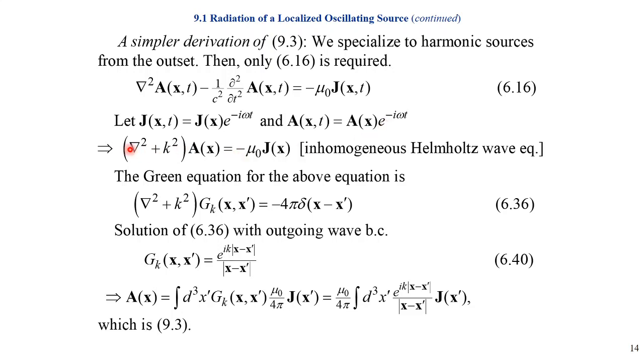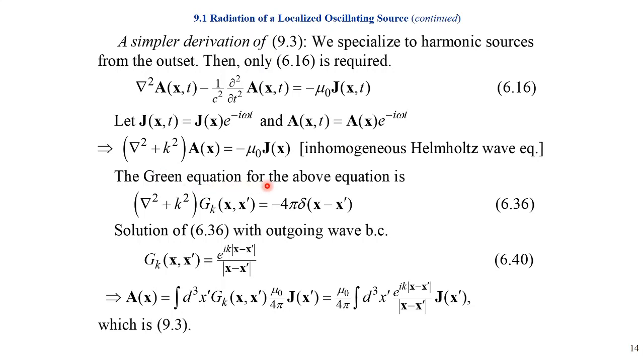Laplacian plus k squared times Ax equals minus mu 0 Jx. That's the inhomogeneous Helmholtz wave equation. Without this term, it's the homogeneous Helmholtz wave equation. But with this term, it's inhomogeneous.